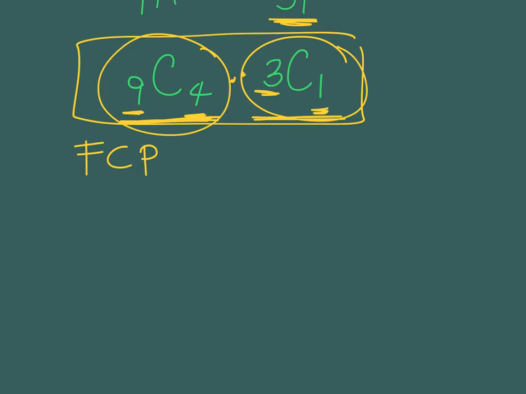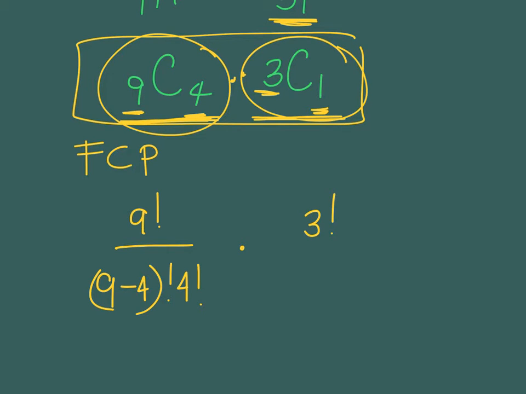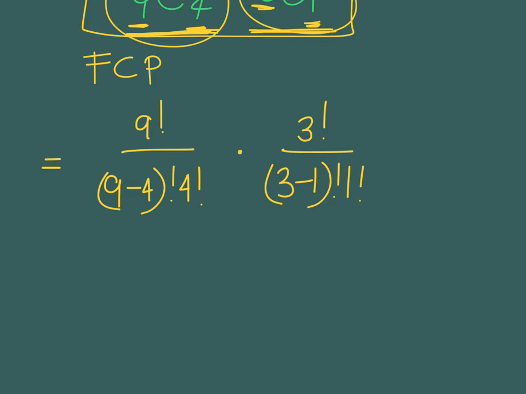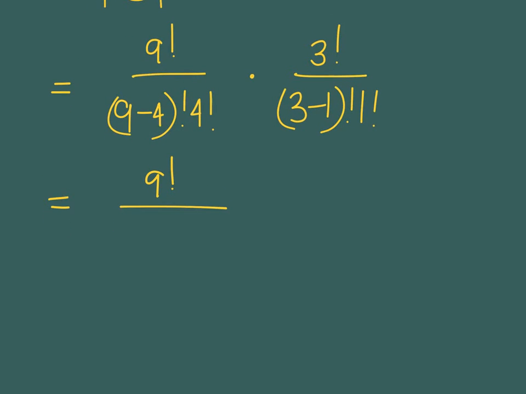And this can be solved using the formula. So we have 9 factorial over 9 minus 4 factorial times 4 factorial, and this is times, with n in the second being 3, 3 factorial over 3 minus 1 factorial times 1 factorial. Then you continue by simplifying the expression. Leave the 9 first. Do not make it 9 times 8 times 7 times 6 up to 1. So you have 9 minus 4, which is 5 factorial and 4 factorial, and this is 3 factorial over 2 factorial, 1 factorial.